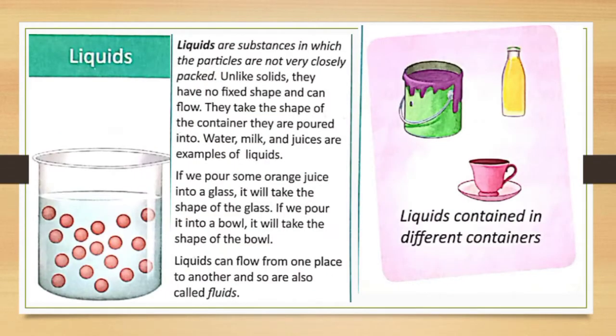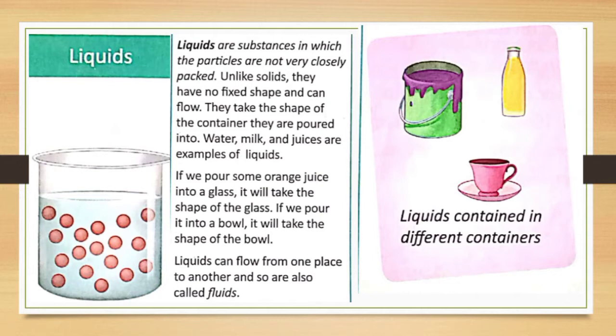The second state of matter is liquid. Liquids are substances in which the particles are not very closely packed. Unlike solids, they have no fixed shape and can flow from one place to another. They can take the shape of the container they are poured into, like water, milk and juices are examples of liquids. So if we pour some orange juice into a glass, it will take the shape of the glass. If we pour it into a bowl, it will take the shape of the bowl.